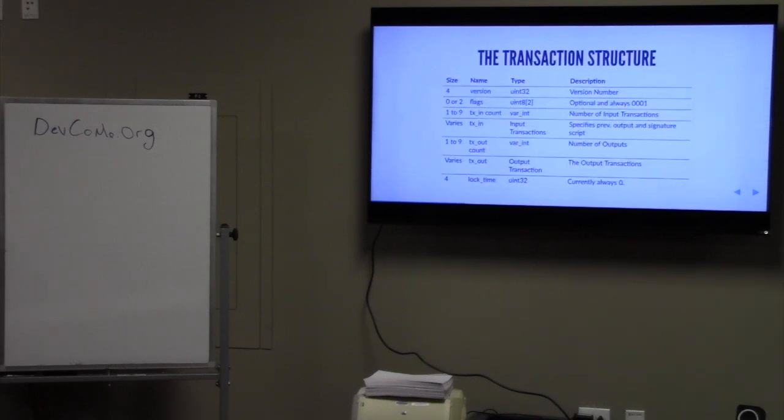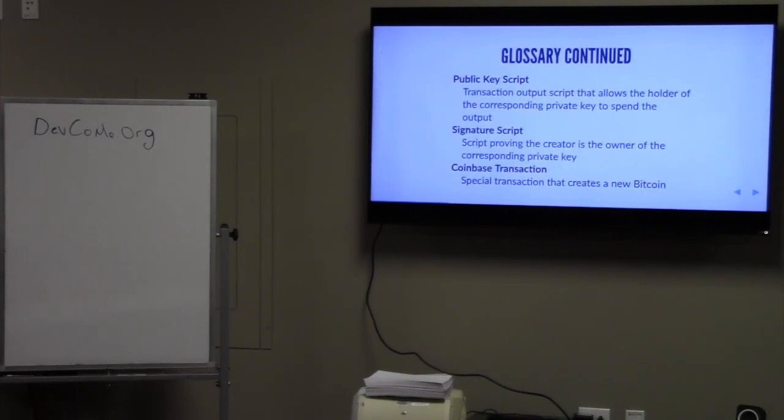Quick question. On the Coinbase transaction, is that actually related to Coinbase IO? Is that something that they did, or is that something that already existed within Bitcoin? It's something that existed within Bitcoin, and Coinbase got their name from the term in Bitcoin. That's cool.